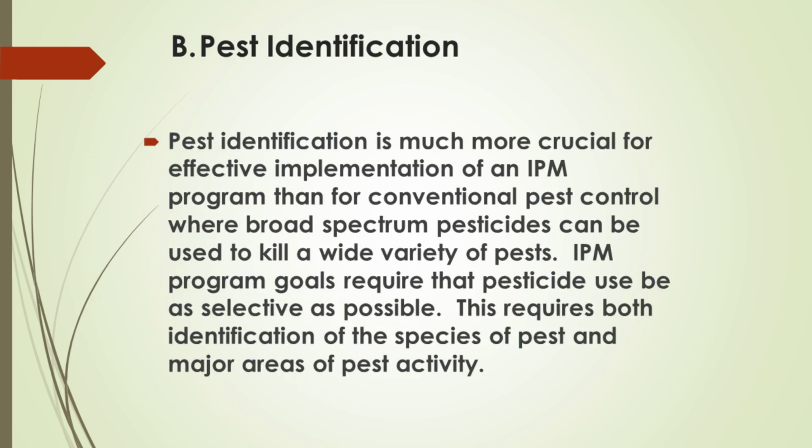Let's talk about pest identification. Pest identification is much more crucial for effective implementation of an IPM program than for conventional pest control where broad-spectrum pesticides can be used to kill a wide variety of pests. IPM program goals require that pesticide use be as selective as possible. This requires both identification of the species of the pest and major areas of pest activity.